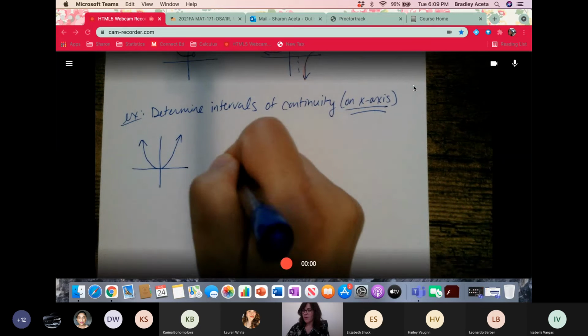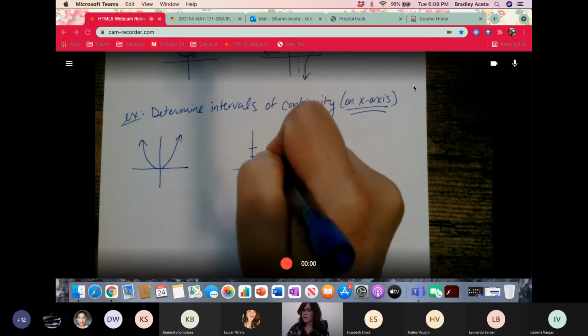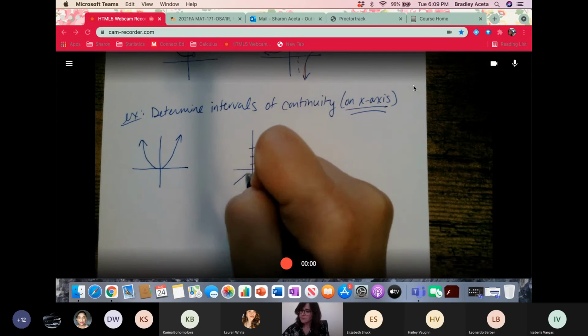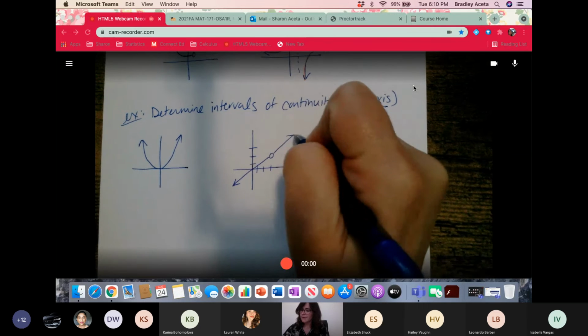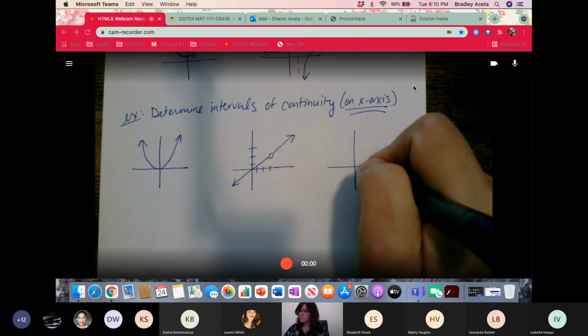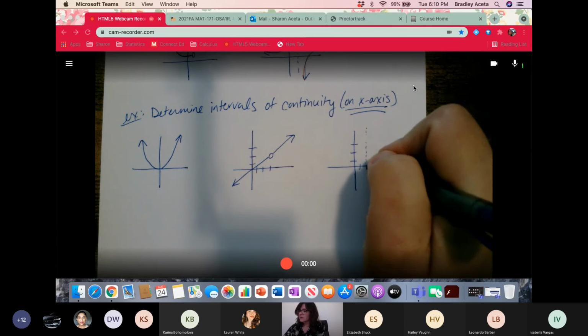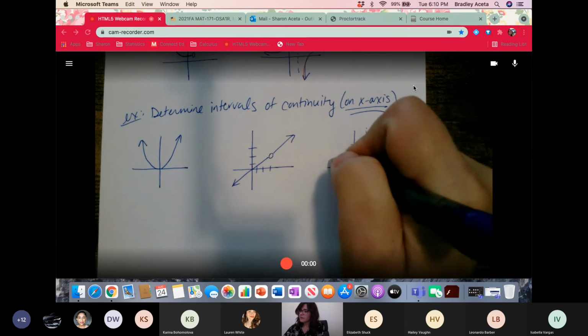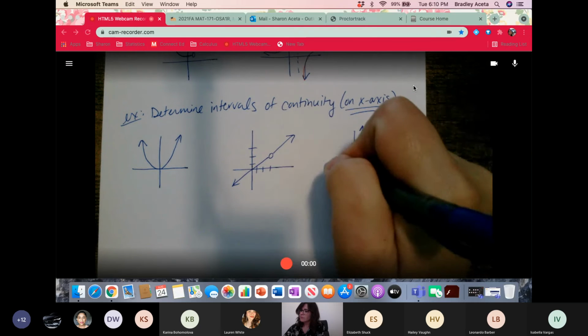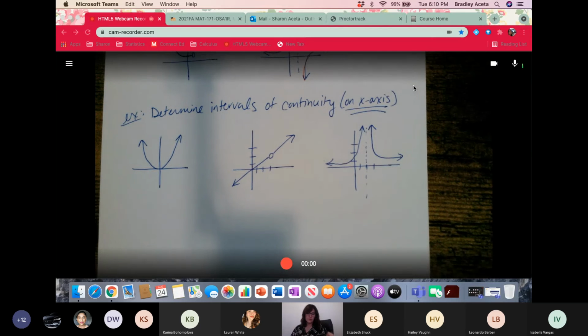Good old parabola. Good old line with a hole in it. And we'll do this one. Hopefully you can understand what I'm drawing here. So determine the intervals of continuity.